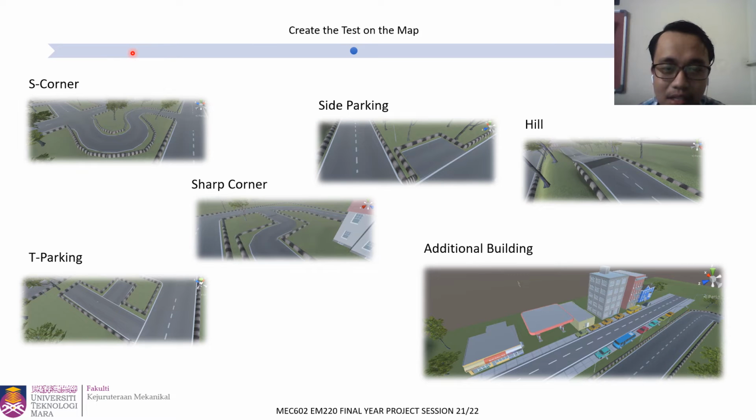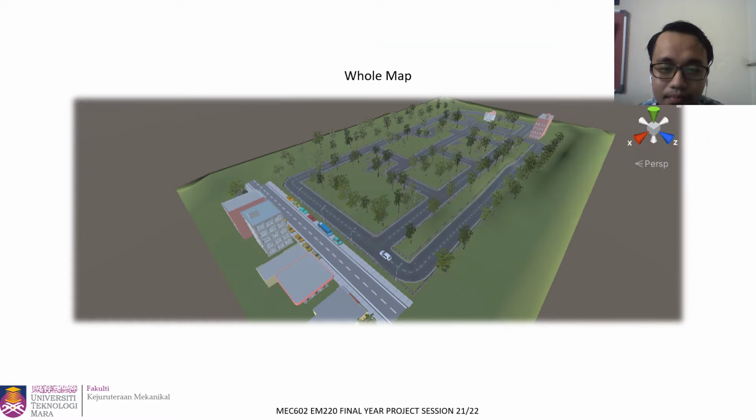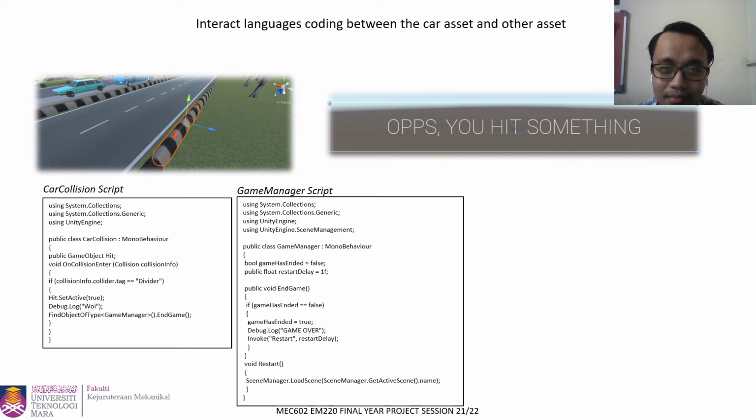Next process in the train, the tests on the map were created. We had created the S corner, side parking, hill, sharp corner, T parking, and the additional building. Finally, this is what the whole map will look like. Next step was to integrate the coding between the car and other assets.